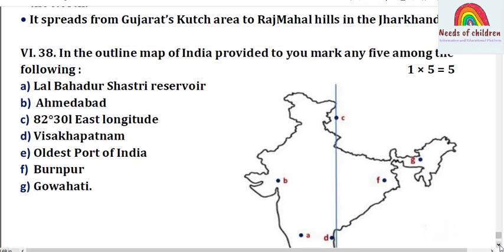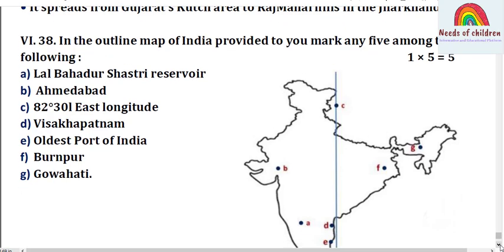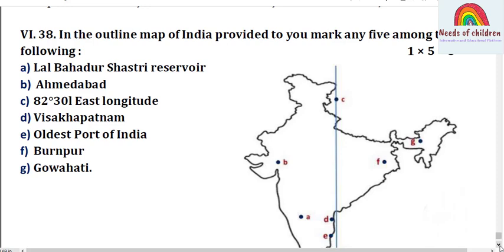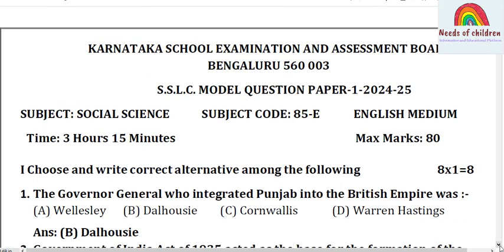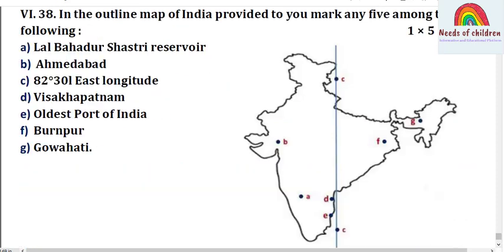Last one is the outline map. At the beginning I informed you about the map skill. This year there is a change: the map will be provided by the department along with the question paper. You need to locate and mark 5 places. There will be 7 places given, and out of those 7 you need to locate 5. Let's look at paper 1, where these places are given.